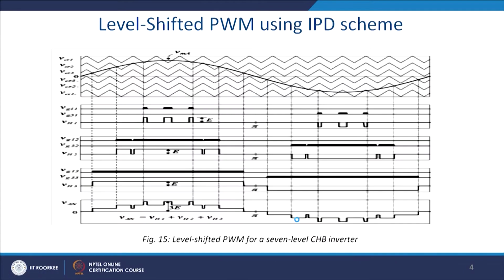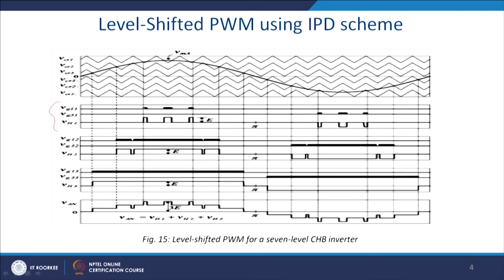So what happens if you have this level shifted, it is a 7 level cascaded H bridge. So you have 6 such carrier waves. So you have these values and you have 1, 2, 3 and 1, 2, 3, and you can see that these are the gate triggering for the first gate, second gate, third gate, and the same way for the others.